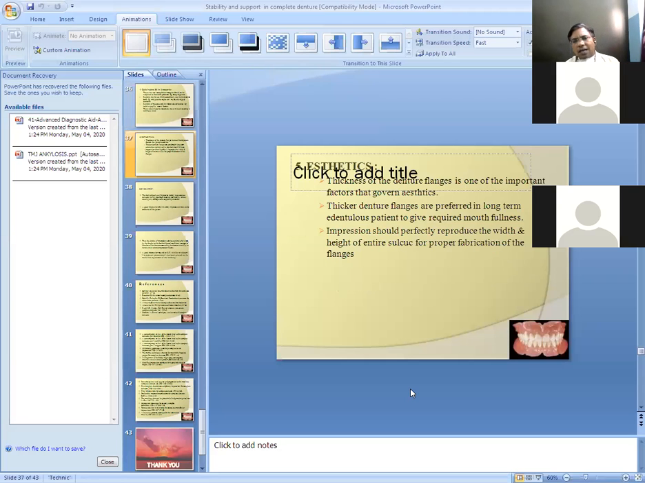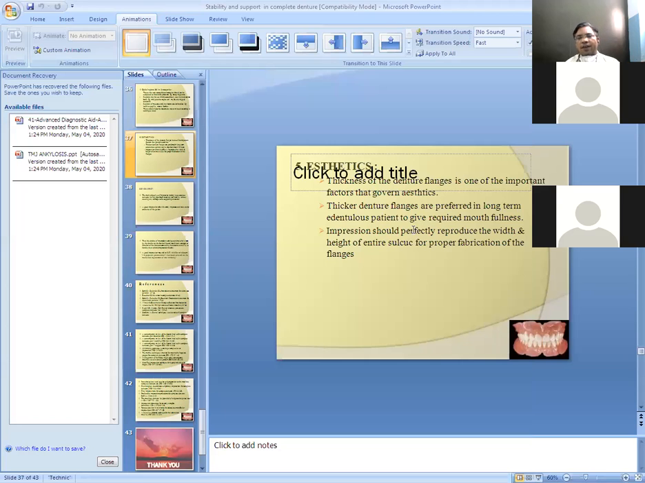Okay. Then the last factor that affects the objective or principle of our impression is aesthetics. In your aesthetic purpose, the denture flange, the thickness of the denture flange, is one of the important factors that drives the aesthetics.